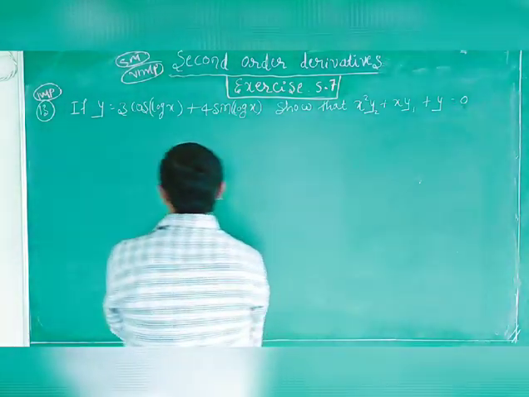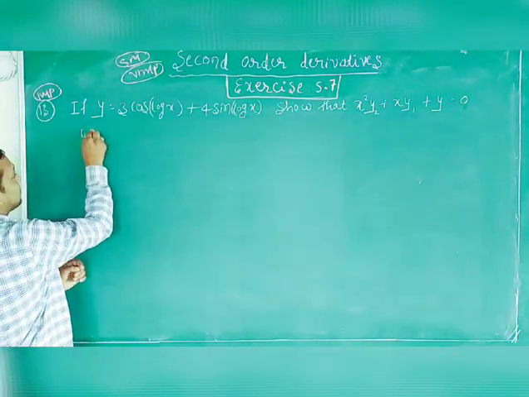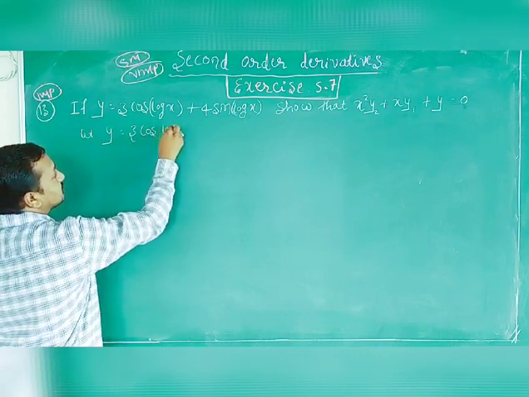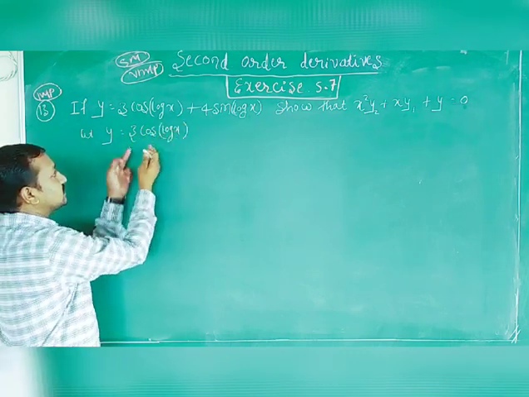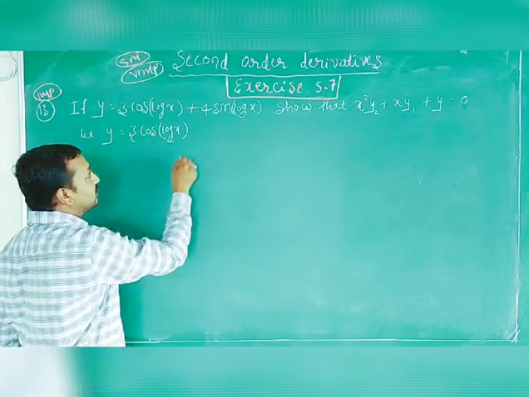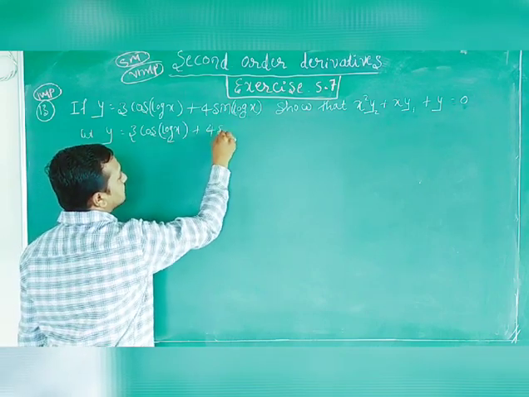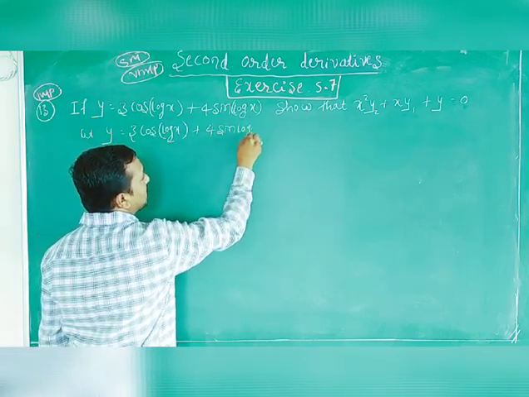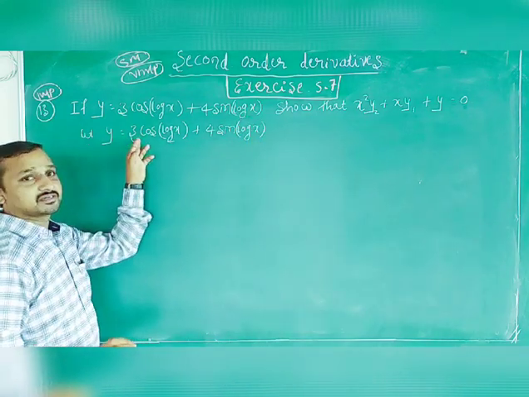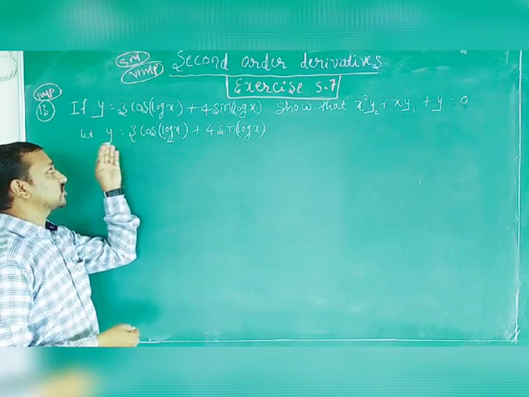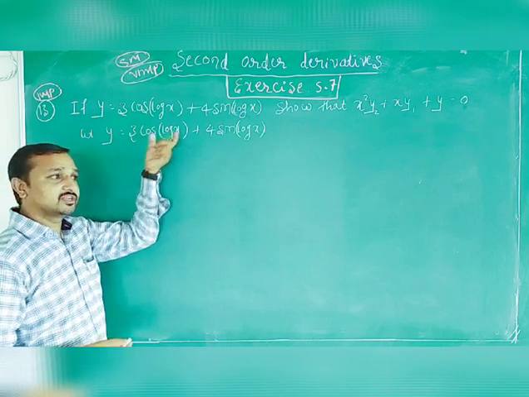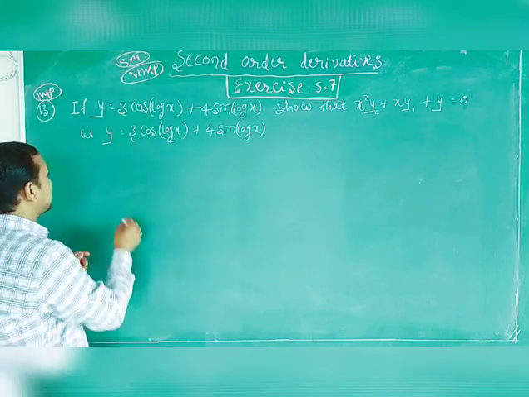First of all, let us consider y is equal to 3 cos log x plus 4 sin log x. Instead of x in cos x, we have log x, so this is successive differentiation. 3 is a constant term, so when we differentiate, take 3 as common. The derivative of cos x is minus sin x, and instead of x we have log x, so we differentiate this function too. Same method for the other term.